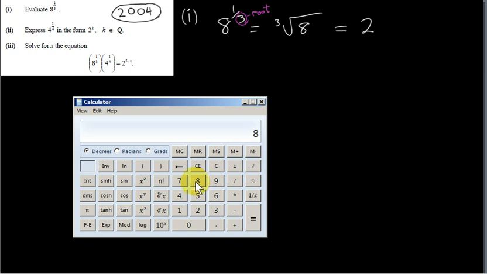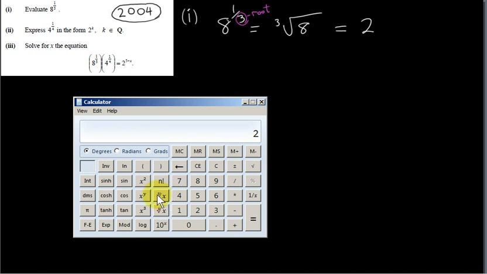I could get 8 to the power of 1/3. Press the power button and put in 1/3. Now I don't have a fraction button on this calculator, so I'm going to put 1 divided by 3 in brackets. Okay, so we'll have 8 to the power of 1/3, which is 2.